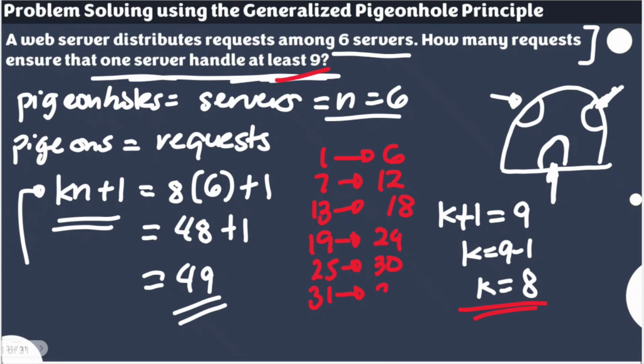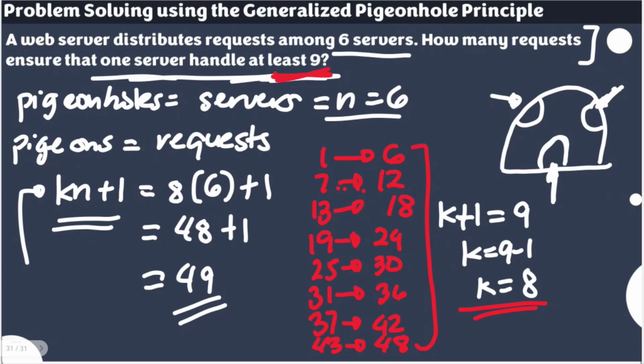31 to 36, that's 6 per server. Again, our target is at least 9. You will have 37 to 42, that's 7 per server. You will have 43 to 48, that's actually 8 per server. Assuming again that it's fairly distributed, not that requests 7, 8, 9 are assigned to just one server and claiming that we already arrive at our conclusion. Now, for these 48 requests, each of the servers is given 8 requests.